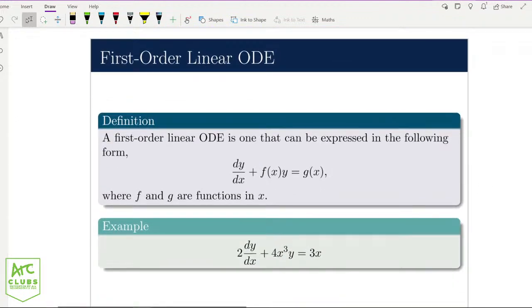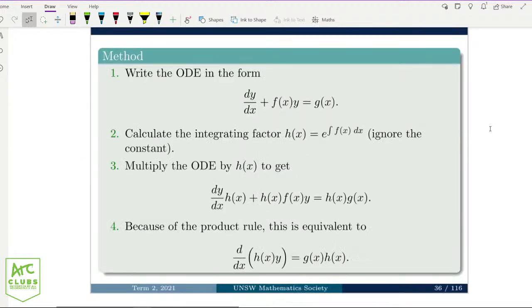Moving on to our second type of ODE, we have our first order linear ODE, which is essentially just in this particular form over here. So this is a simple example of our first order linear ODE. So just a quick recap on how we can solve first order linear ODE. Essentially, the most important thing is to get to this integrating factor, which we can evaluate by e to the power of the integral of fx dx. So fx is the function over here.